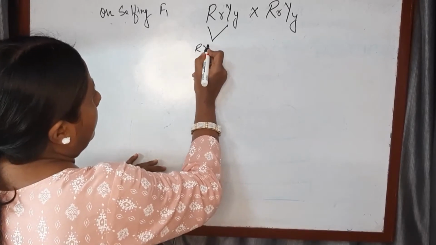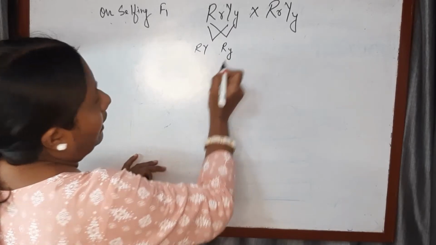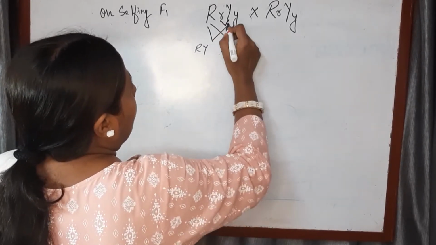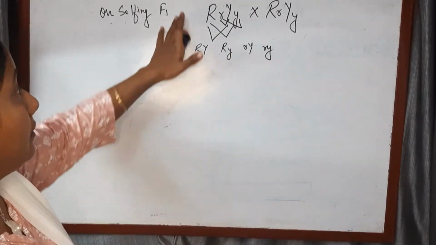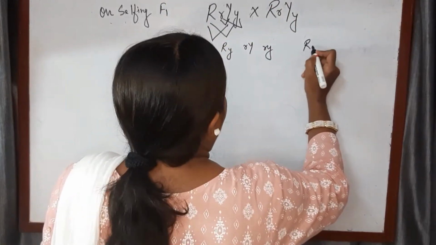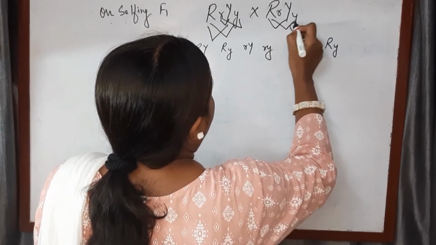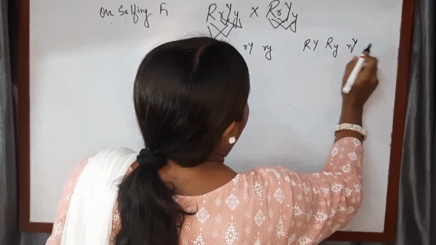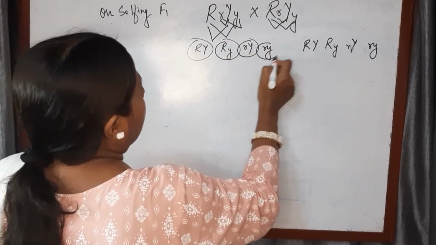Capital R, capital Y; capital R, small y; small r, capital Y; and small r, small y. This will be the gametes. Here also we will get the same thing: capital R, capital Y; capital R, small y; again small r, capital Y; and small r, small y. So these are the gametes.